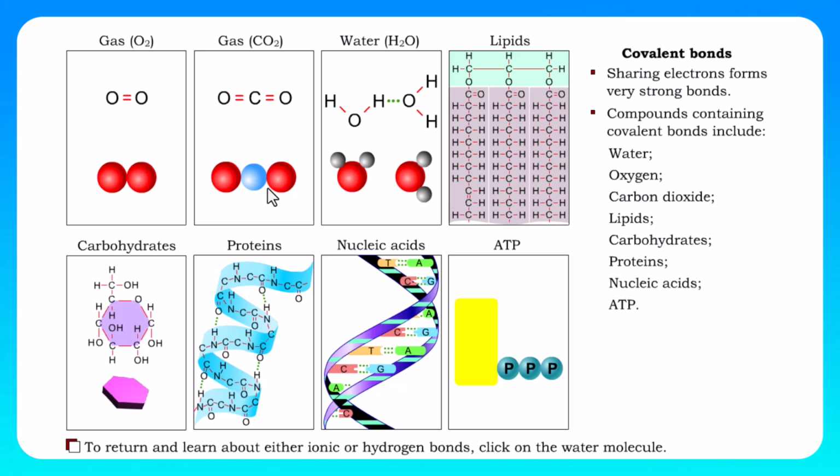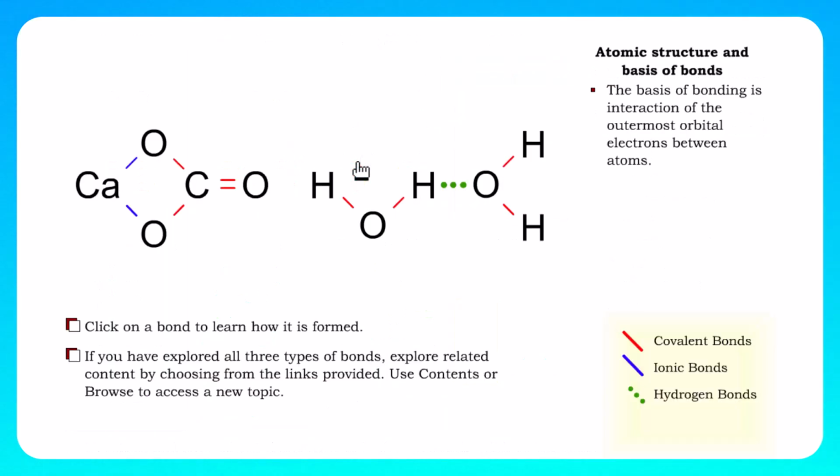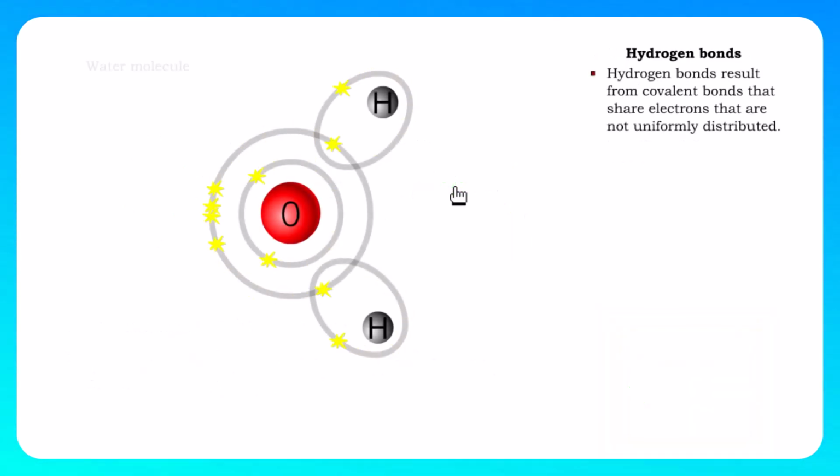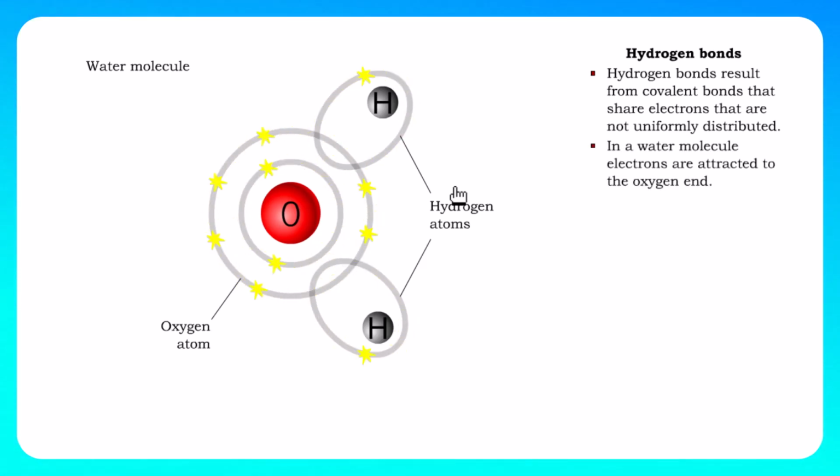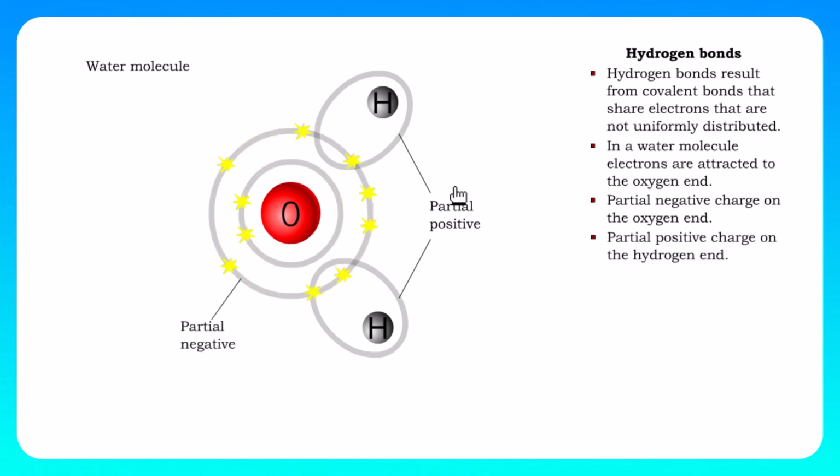Now, let's learn about hydrogen bonds. When electrons are shared within a molecule, they're not always uniformly distributed. A water molecule has 8 outer electrons contributed by its hydrogen and oxygen atoms. The electrons are quite strongly attracted by the oxygen part of the molecule. This results in the oxygen end of the molecule having a slight negative charge, while the hydrogens have a slight positive charge. These partial charges are indicated by the Greek letter delta.